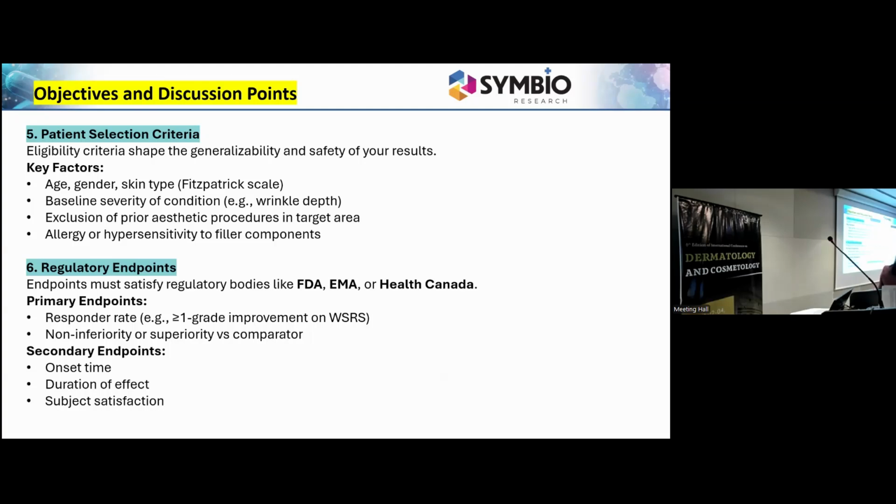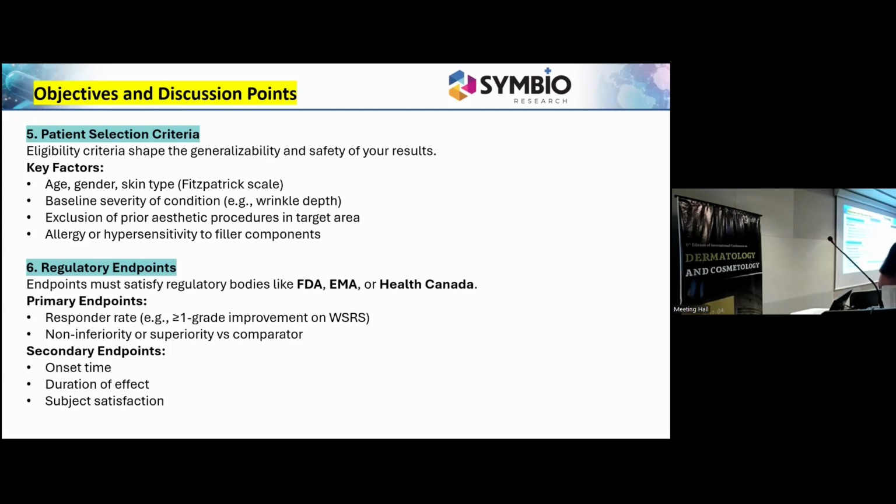Next is allergy or hypersensitivity to the filler components. It's very, very important. Here is where our physicians and our chemists and all the other people in medical monitoring come into play. They determine what sort of components could create some sort of allergies, along with comorbidities. So it's very, very important for patient selection criteria.